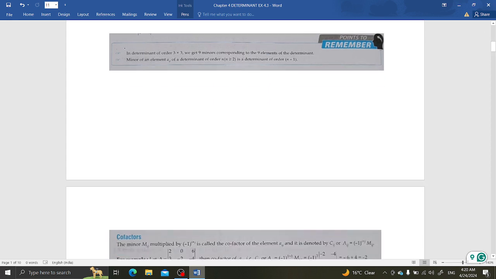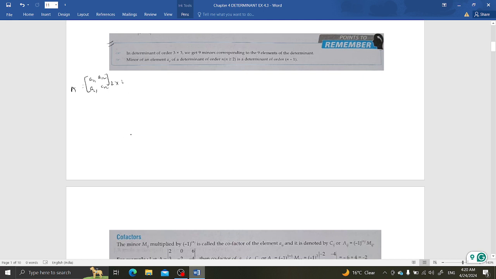Now observe, some key points are there. These things you need to keep in mind. In a determinant of order 3 cross 3 we get 9 minors, as I already told you, since we have 9 elements. Suppose we have a matrix of size 2 cross 2, that is a11 position, a12 position, a21 position, a22 position. So clearly we have 4 minors for this matrix of size 2 cross 2. So if 3 cross 3, 9 minors. If 4 cross 4, 16 minors we have. Like that we can have.